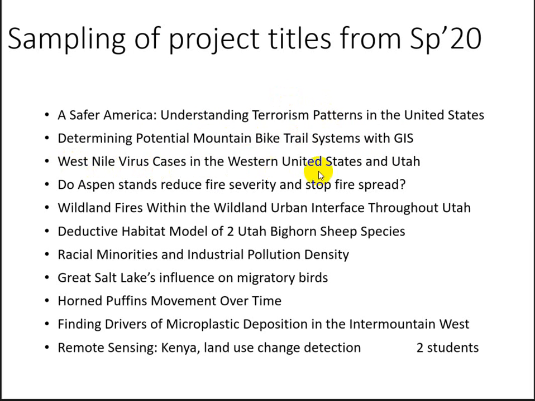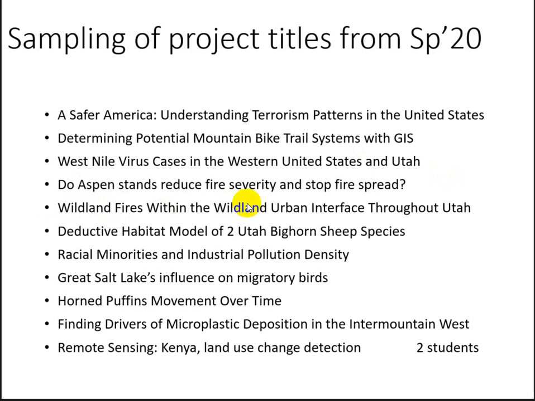West Nile virus cases in the western United States and Utah. This was looking at a geographic spread over time. Again, it was inspired by finding a really great data source. So those of you who are stuck, get online and Google GIS data, free GIS shape files. If you're interested in a particular topic like global pandemics, Google it. The data is out there. Everyone is making their data available nowadays.